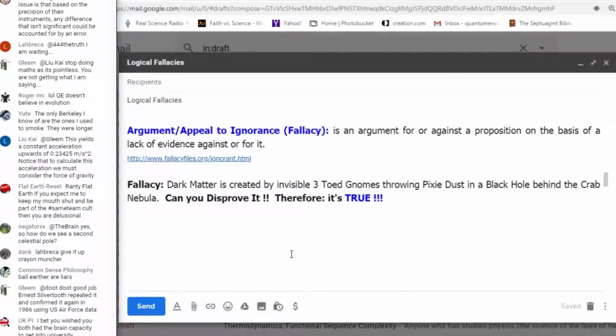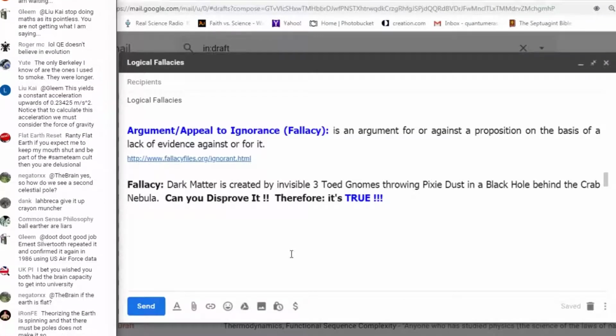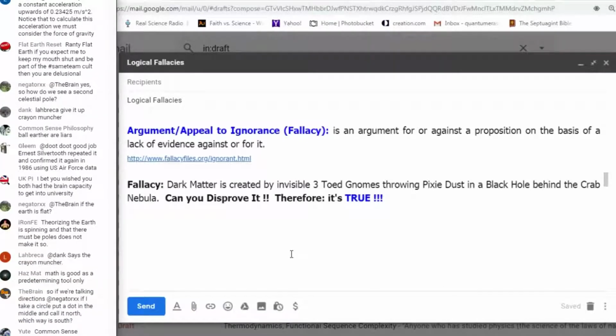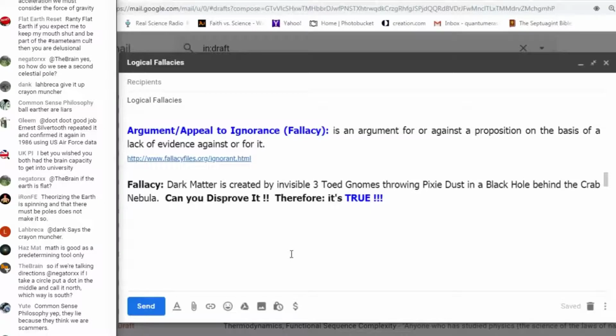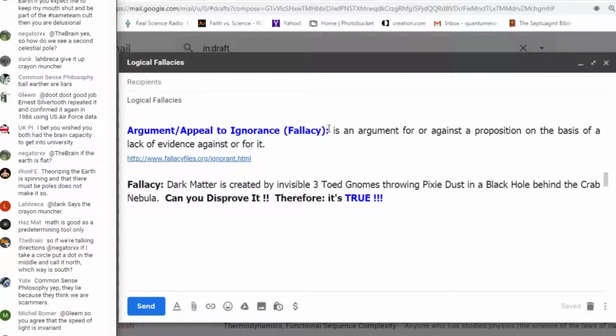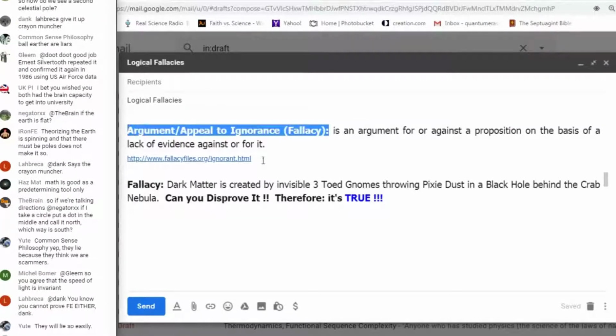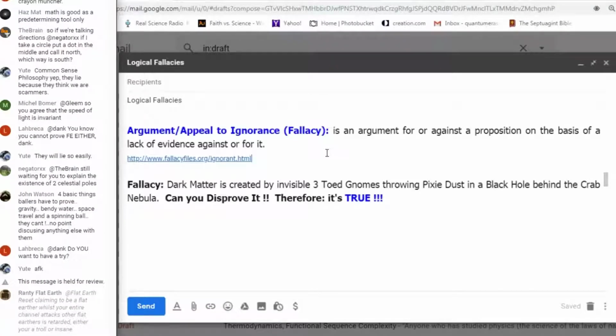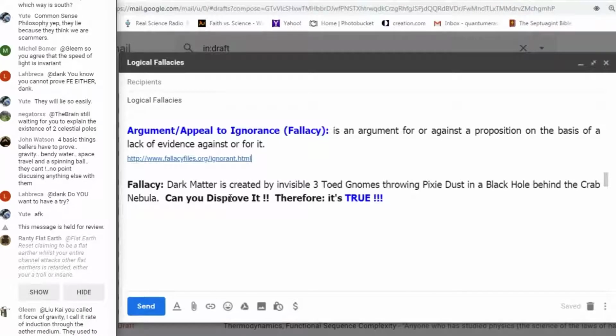I'll tell you what. I said a couple other fallacies were the most prevalent. I would have to say this is the most prevalent argument on the plane. This argument right here. It's called the argument or appeal to ignorance fallacy. And since the Globetards have no evidence for their position, every single argument will be an argument or appeal to ignorance fallacy. This is an argument for or against a proposition on the basis of a lack of evidence against or for it. The fallacy: dark matter is created by an invisible three-toed gnome storing pixie dust in a black hole behind the Crab Nebula.